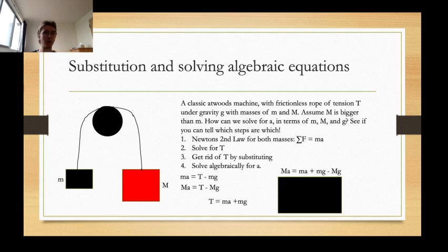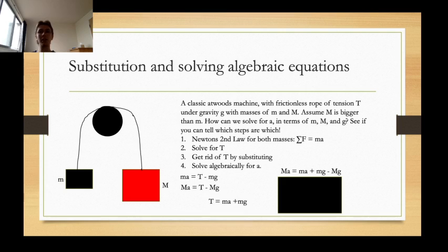So we write out Newton's second law for both masses. We solve for the tension. We get rid of the tension T by substituting, because we don't want that in our final answer, right? We only want m, big M, and g. And then from there, we can solve algebraically for A. The steps are completed under that black box there. I realized this problem was on your homework, so I decided to not give the answer. But this should give you a sense of how to start these problems all the time.